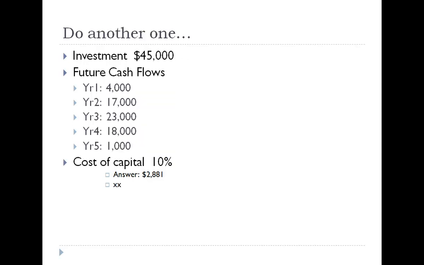Here is another sample problem for you to attempt. This one has an initial investment of $45,000, which we should format as a negative number. We then have cash flows in years 1 through 5 identified here on the screen, and a cost of capital of 10%. The answer is on the bottom of the screen. Please give this a try and see if you come up with the correct answer.